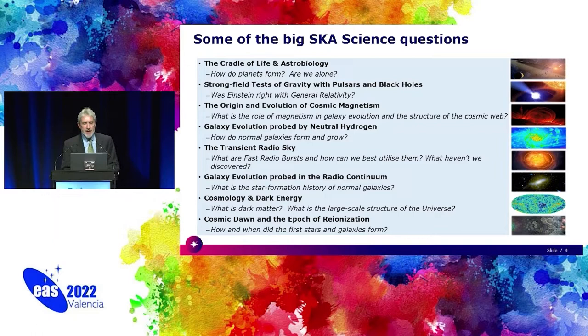Well, I won't go through them all in detail, but rather just touch on a couple of these topics, and illustrate on this slide the clear breadth across the spectrum, going down to areas such as cosmic dawn and the epoch of reionization, when very few other probes extend into those regions of time in the early universe. So let's move ahead to how we're structured.